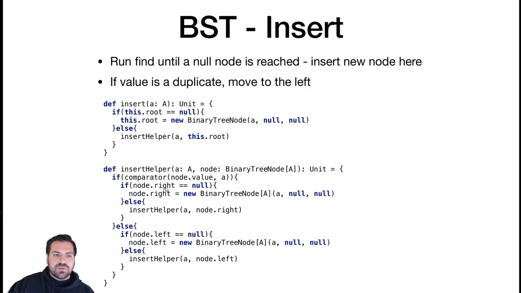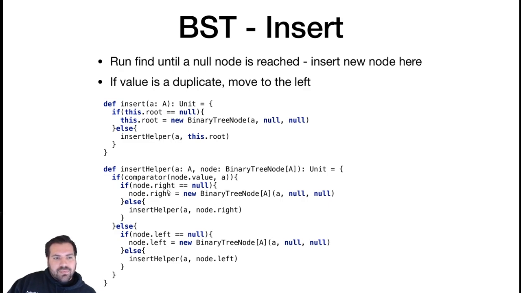If this node's right child is null, there is no right subtree. So I found where I can insert. I found room in this tree to be able to insert this node. Node.right, instead of being null, is now going to be a new node with the value that I'm inserting, and it's going to be a leaf. We have no children off of this new node. It's just a node containing this value A and not having any children, no subtrees.